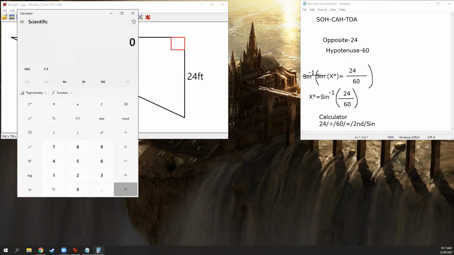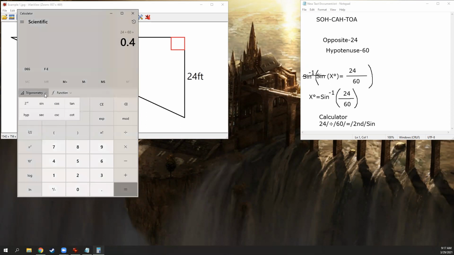So let's do exactly what I said we're going to do. 24 divided by 60 equals. Now we go to trig, second, right? And then our trig function, which is sine. Boom. That angle is 23.58, because this would round up because of the 8, 23.58 degrees.